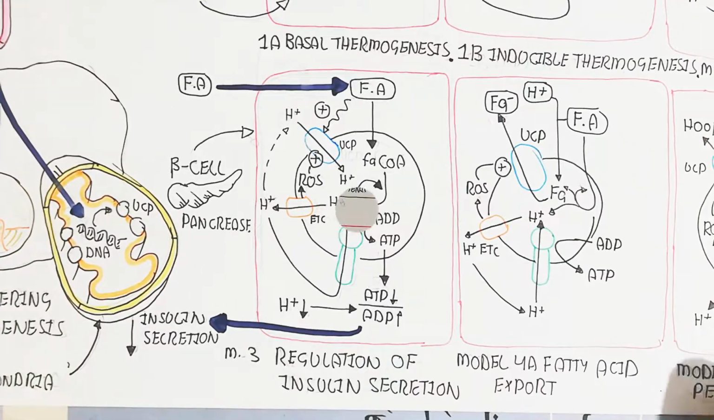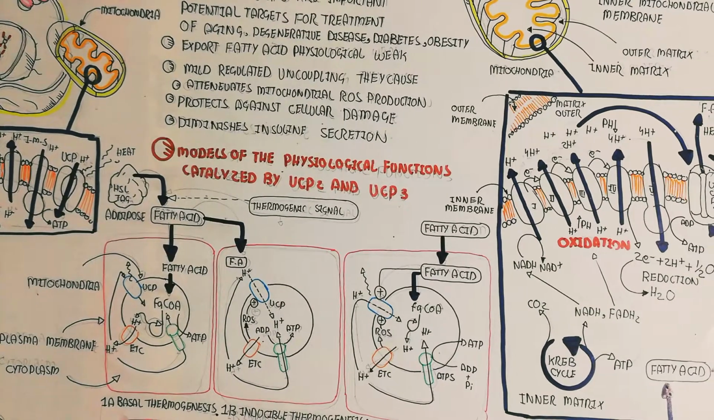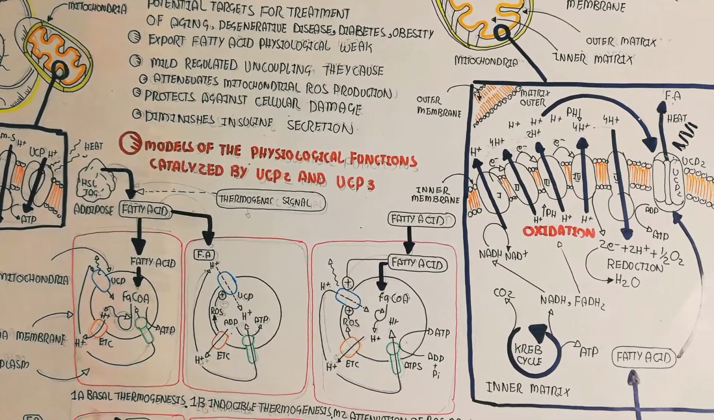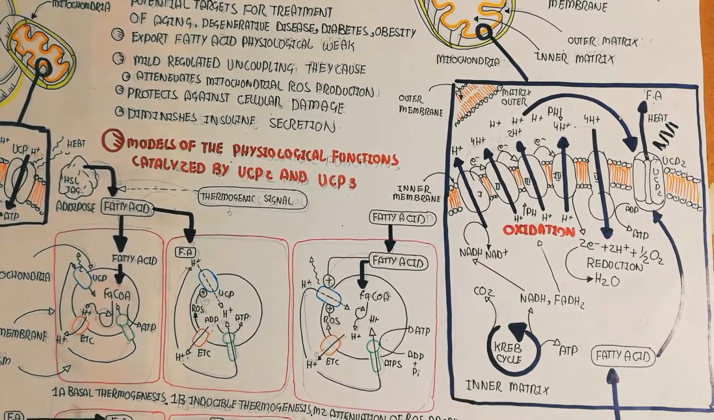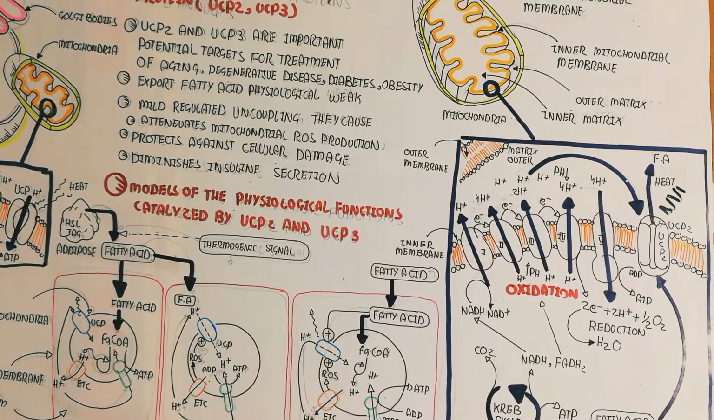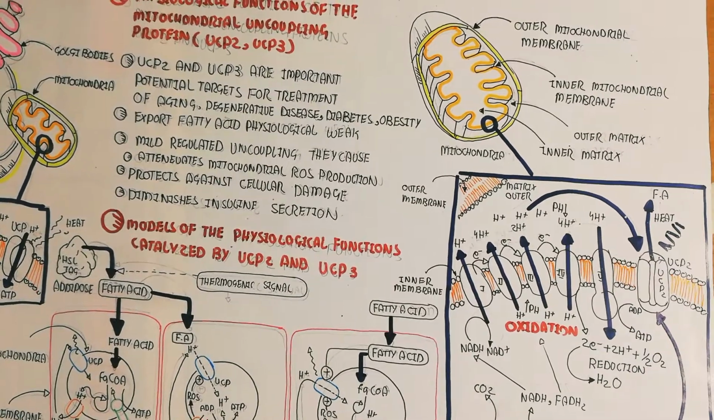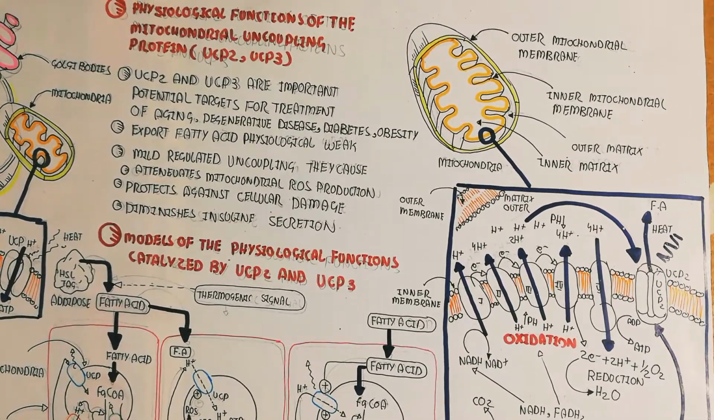The cycle will occur. In this way, you can see this is the model of the physiological function catalyzed by UCP2 and UCP3. And in this way, it is a potential target for treatment of aging, degenerative disease, diabetes, and obesity.